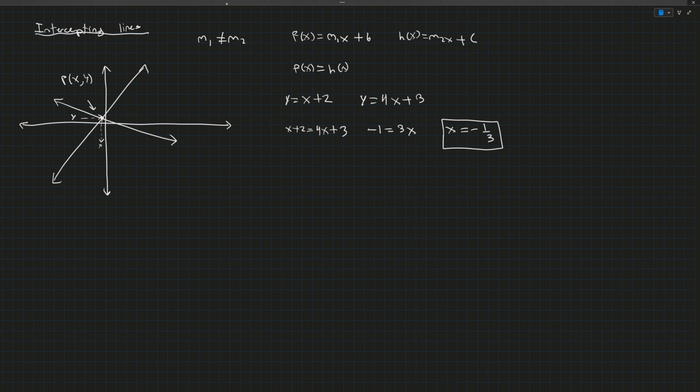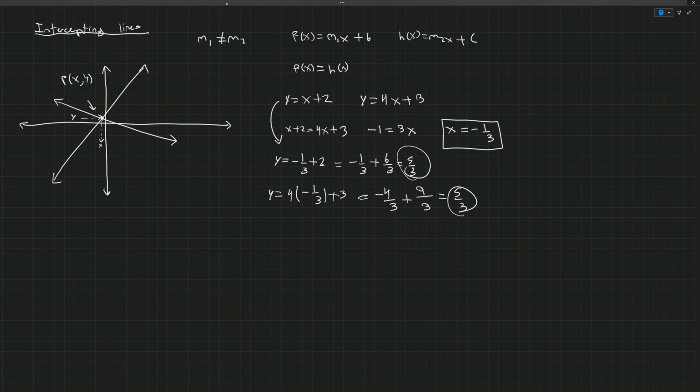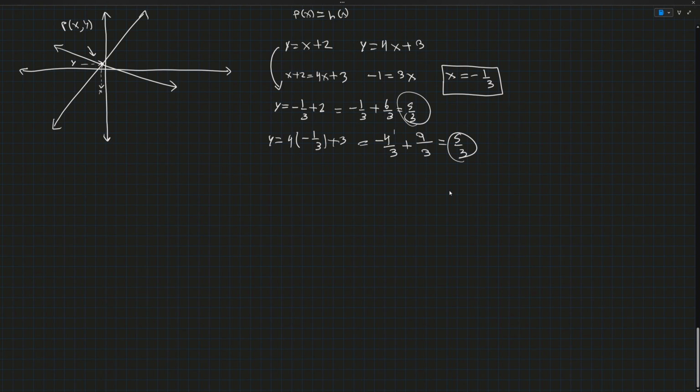And sure enough, if we plug it in, y is equal to -1 over 3 plus 2, we're going to plug it into here. That becomes 5 over 3, pretty nice. Let's plug it into this one, so y is equal to 4 times -1 over 3 plus 3. This becomes -4 over 3 plus 9 over 3, which equals 5 over 3. And sure enough, they do. And that's how you find the common points of intersections.